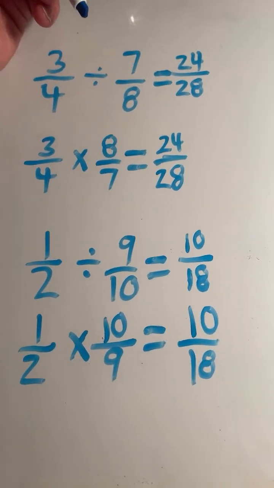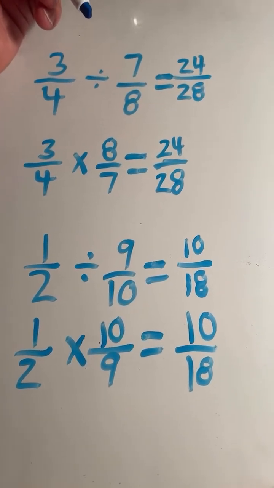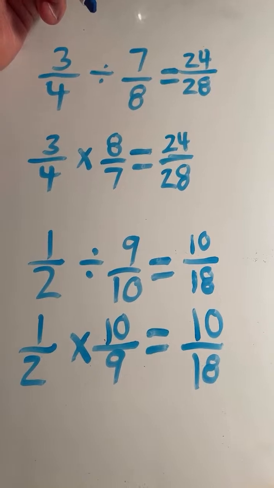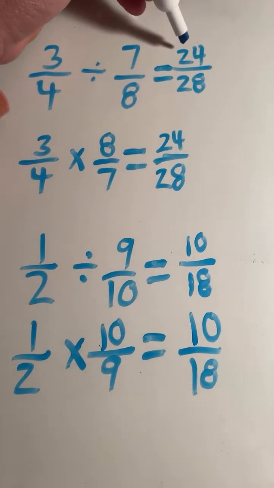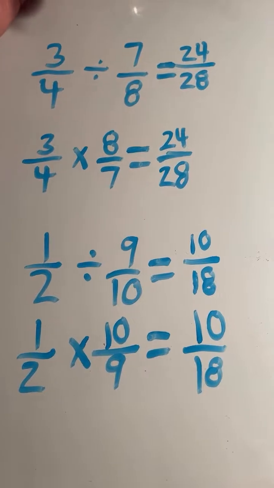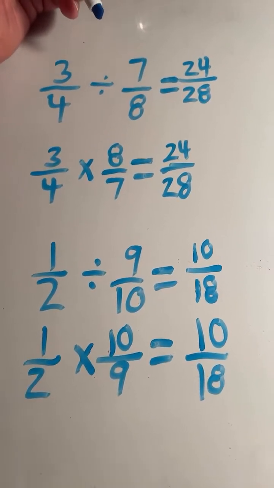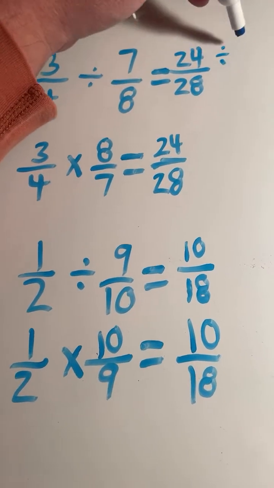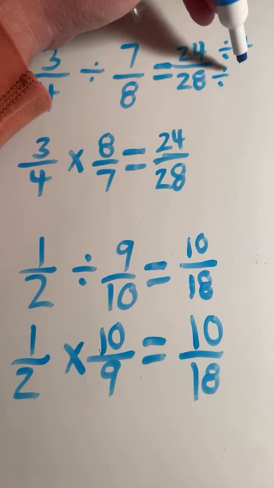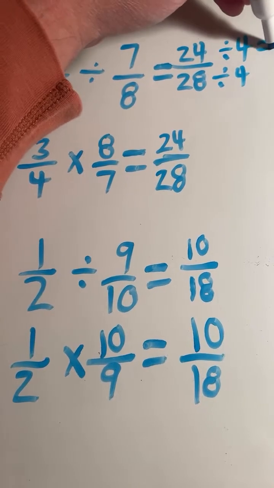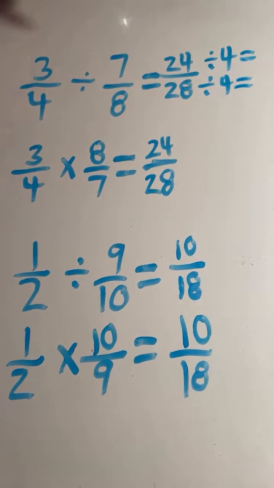24/28 to lowest terms by dividing the numerator and the denominator by the greatest common factor. So the greatest common factor between 24 and 28 is 4. So we're going to do 24 divided by 4 and 28 divided by 4 to get our new numerator and our new denominator.